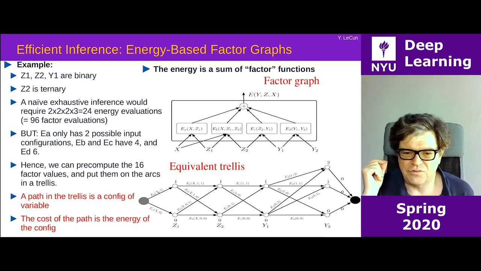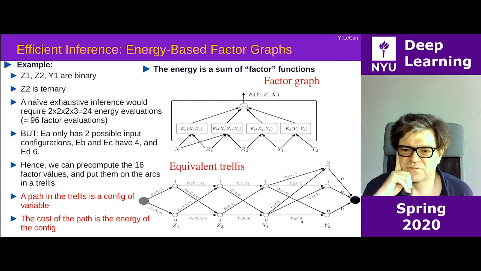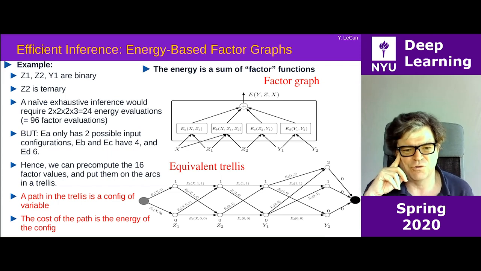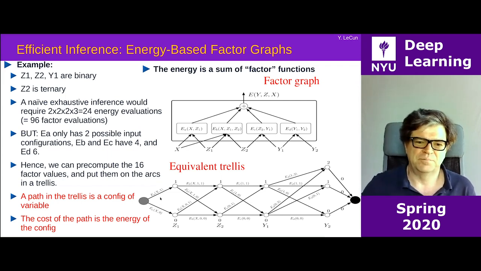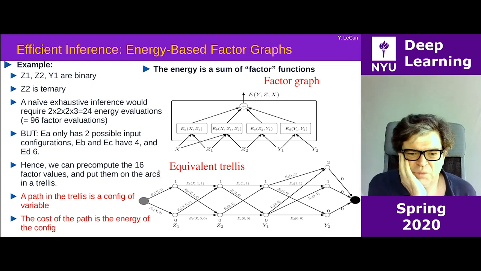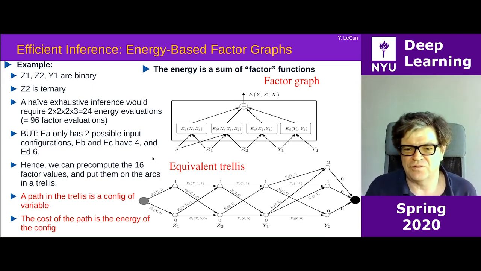And to do this, I only have to evaluate four terms of energy here, four terms here, and six terms here, and that's it. So that's 14. I don't know why I said 16 here. Oh, 16 because of the first two here. Yes, so it's 16 values total. So that's a lot less than 96.